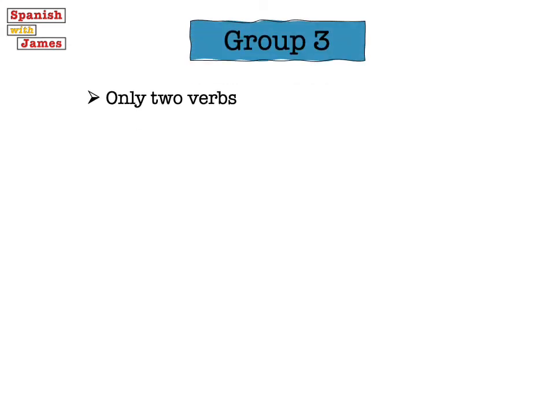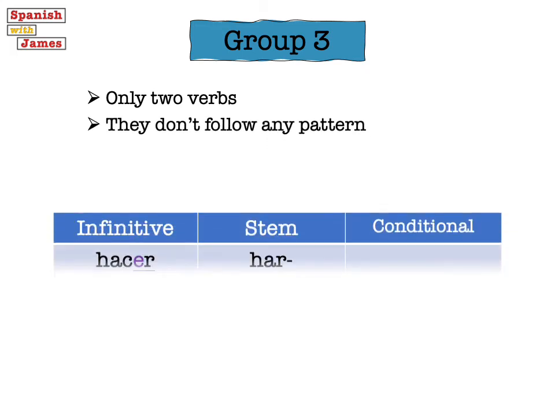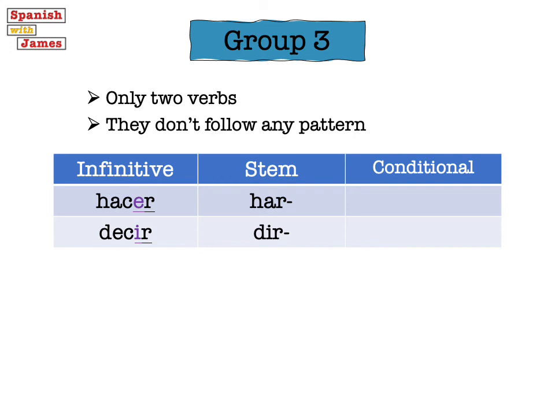Y por último tenemos el grupo 3. So in this group, as I mentioned before, there are only 2 verbs and they don't follow any pattern. So the verbs we've got are hacer, to do, and decir, to say. So the stem for hacer is har, which goes to haría, harías, haría, haríamos, haríais, harían, and decir goes to dir, diría. So you've just got to learn these, but there's only 2 of them. The other 10 fall into those nice 2 clear groups with very clear patterns that they follow.